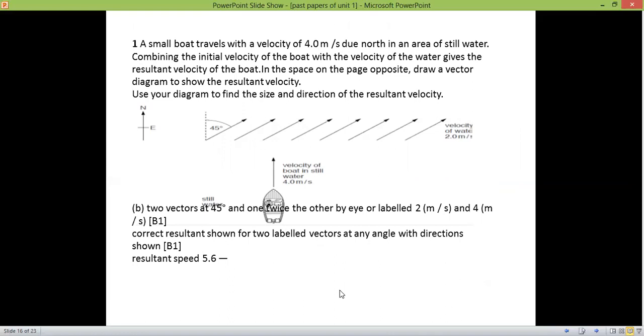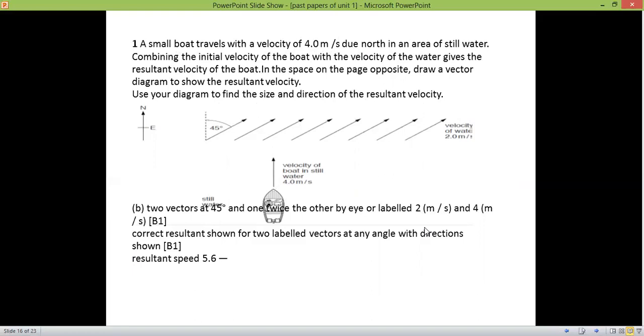Two velocities are given. A small boat travels with a velocity of 4 meter per second due north in an area of still water. Combining the initial velocity of the boat with the velocity of the water. Velocity of the water is 2 meter per second at an angle of 45 with the north, and the direction of the boat is 4 meter per second north. So use the diagram to find the size and direction of the resultant velocity.